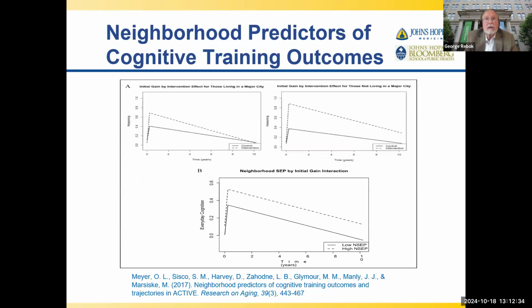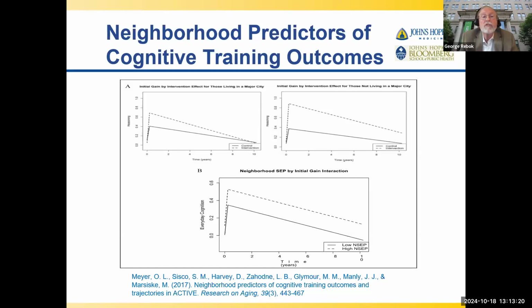We've also looked beyond just individual level factors to neighborhood predictors of cognitive training outcomes. And in the upper part of the slide here, you see that you're looking at reasoning training gain in participants who either lived in a major city or who were not living in a major city. And contrary to our hypothesis, folks who were living in a rural area actually made greater training gains and showed greater maintenance over time than those who lived in a city area, maybe because of under-resourced environment and they had more to gain. But it's interesting that we found these differences by urbanicity.